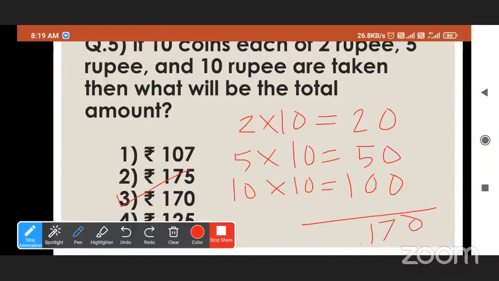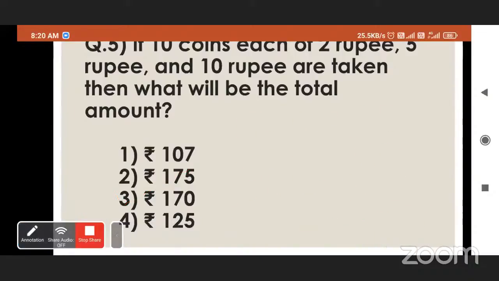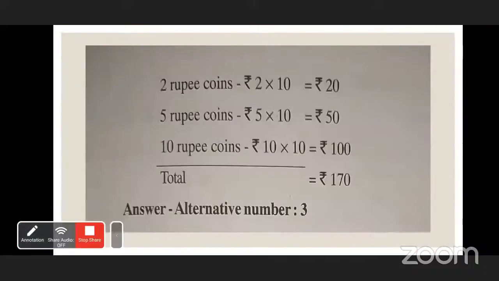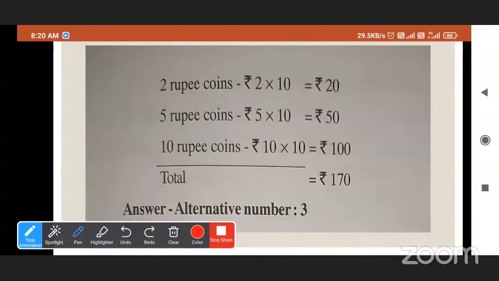See, they have given: if 10 coins each of 2 rupees, 5 rupees, and 10 rupees are taken, then what will be the total amount? So we have to multiply the coins by 10 and then add the amounts. So we will get the final answer. See here, 2 rupee coins, that is 2 into 10, that is 20. 5 rupee coins, 5 into 10, 50, and 10 rupee coins, 10 into 10 is 100, and the total amount is 170.